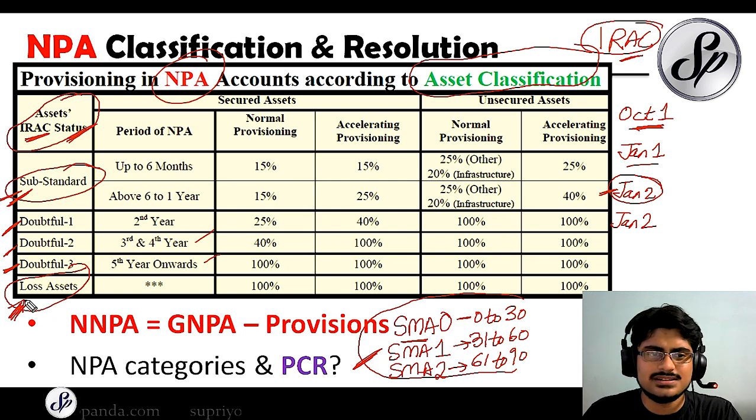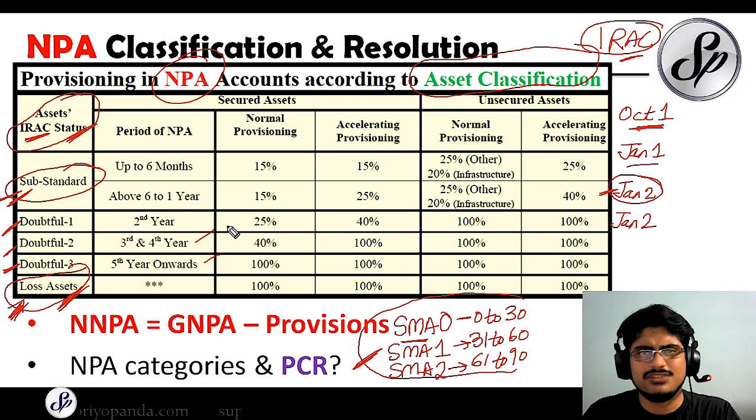Now the loss asset doesn't have to be greater than 5 or 6 years. Sometimes if we find out that the asset is just unrecoverable, then even within 1 or 2 years we can declare it a loss asset, or even sooner. So it actually depends, but it is just another asset classification.